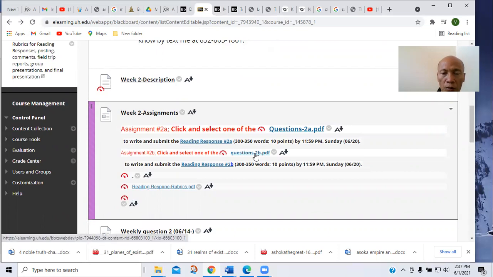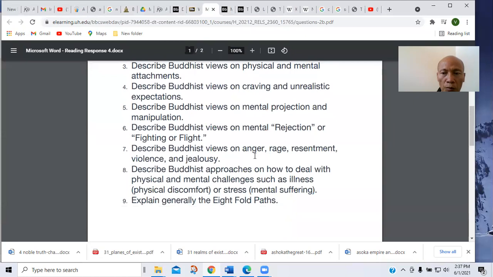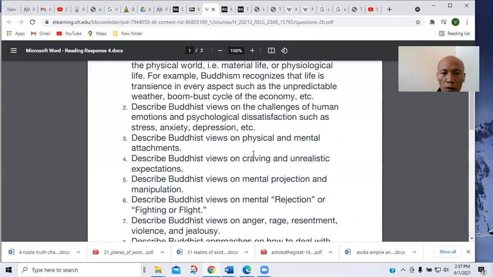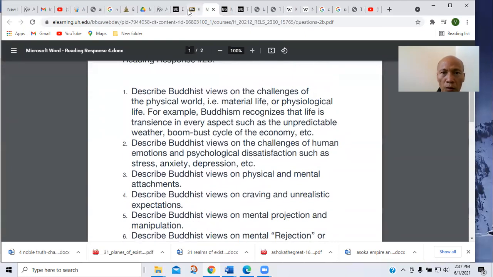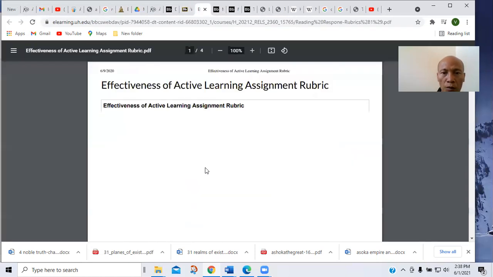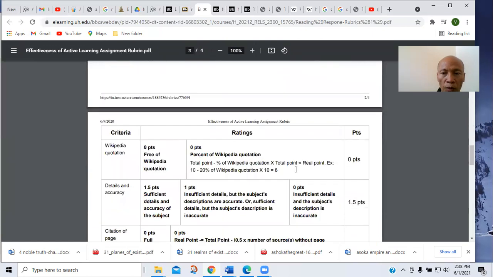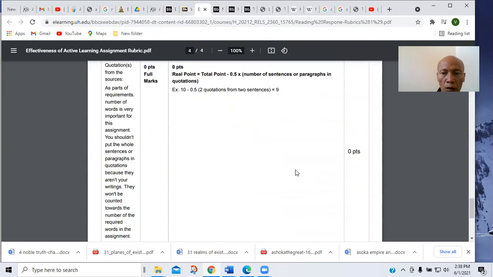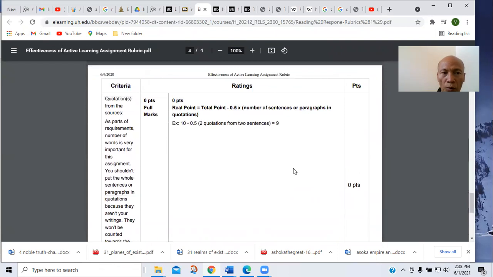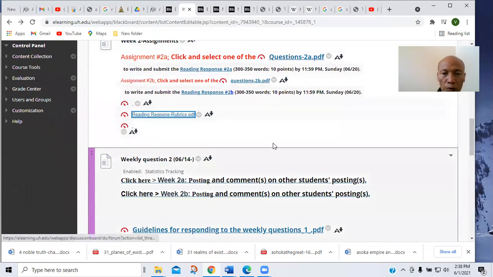For assignment 2B, you do the same way. Click on question 2B, and again, this is the list of the questions. You can respond to one of these questions and submit here. And here again are the rubrics. So please read carefully. In total, you have 10 points. And please follow these rubrics. I give you the grade based on those rubrics.